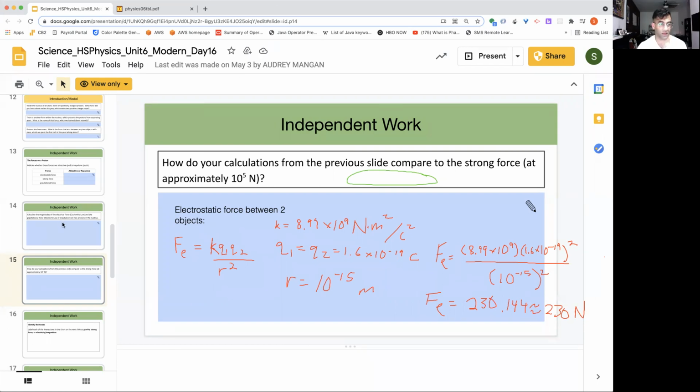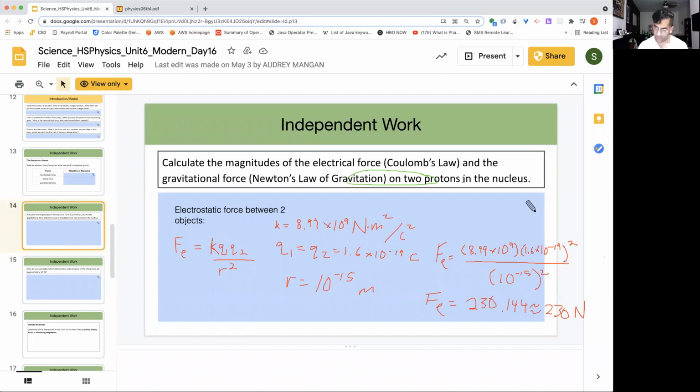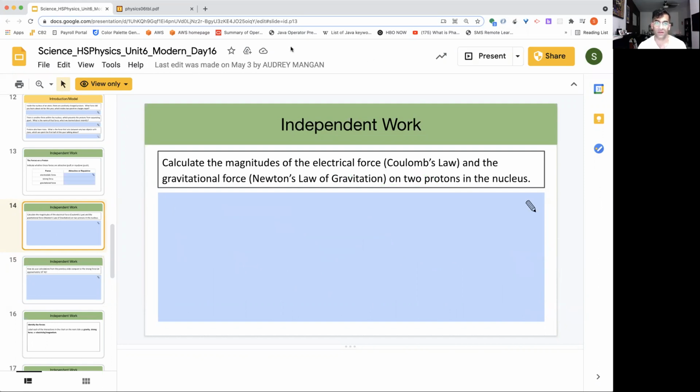I'm sorry, I'm on the wrong slide. Leave that up for a second. Now I'm going to clear this, and let's do the force of gravity, just to compare it. So 230 newtons is our electrostatic force between those protons. Now let's calculate the force of gravity, the F sub g. And for this, we're going to use the formula that we used previously to calculate the gravitational force between objects on Earth.